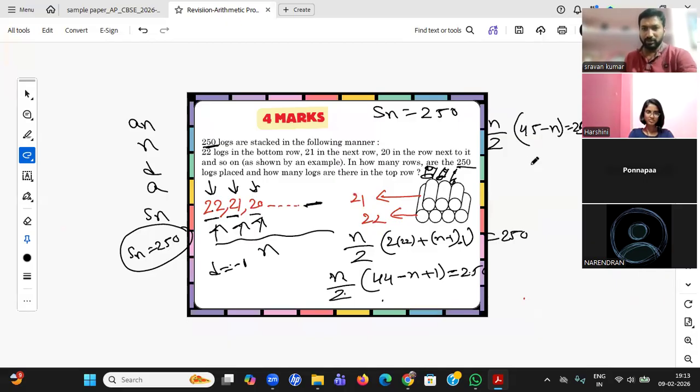So 45n minus n square equal to 500, or n square minus 45n plus 500 equal to 0. Yeah, absolutely right. n equal to 25 or 20. You will get two answers. But you see how many logs are kept there in the top row. How many logs are kept in the top row?